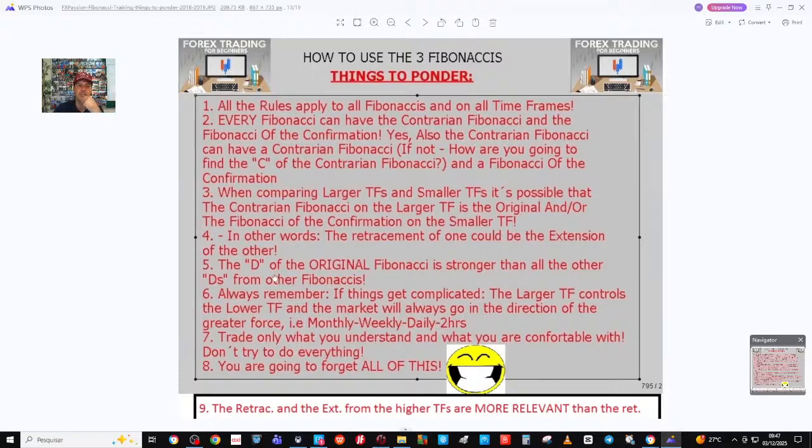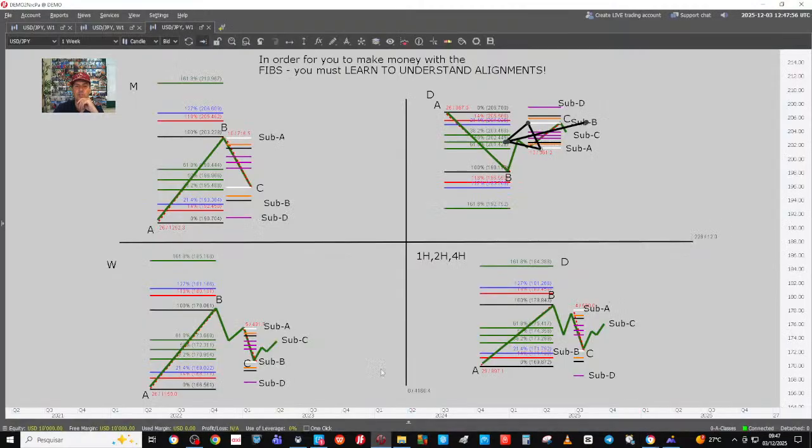The capital D of the original Fibonacci is stronger than all the other D's from other Fibonaccis. Always remember, if things get complicated, the larger time frame controls the lower time frame, and the market will always go in the direction of the greatest force. Where do you see the greatest force, everybody?